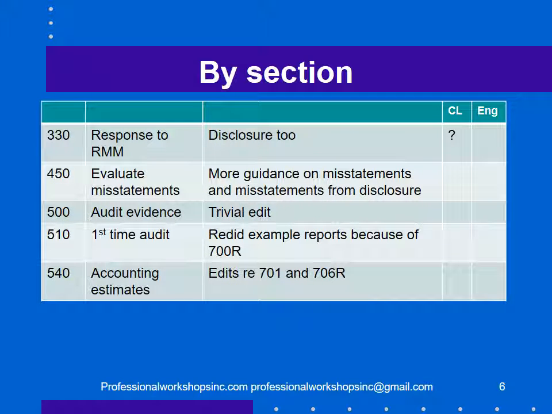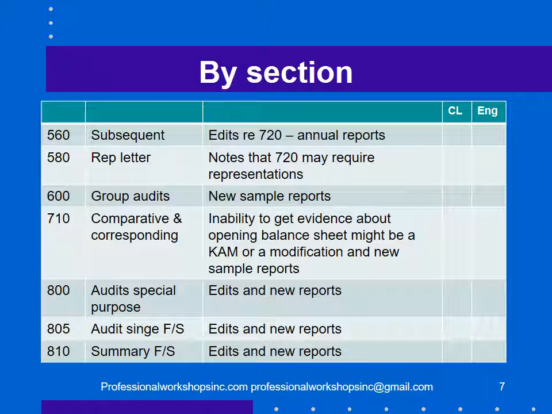330, response to the risk of material misstatement includes disclosure. Evaluation of misstatements, there's more guidance on misstatements and misstatements from disclosure. Section 500, audit evidence, there was a trivial edit. First time audit report, all the reports, example reports, are redone. 540, accounting estimates, some edits, read the new audit reporting sections. Subsequent events, some edits, re section 720, annual reports.